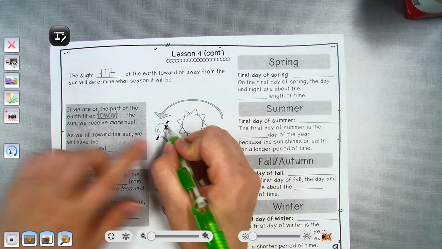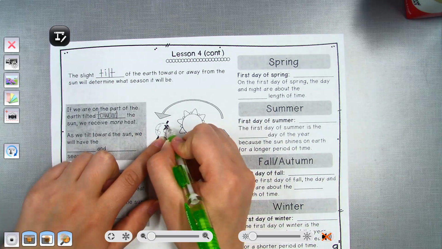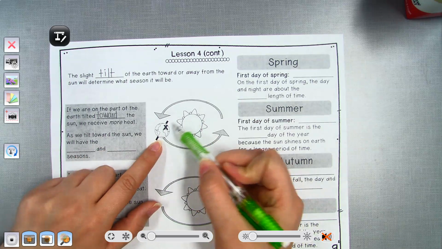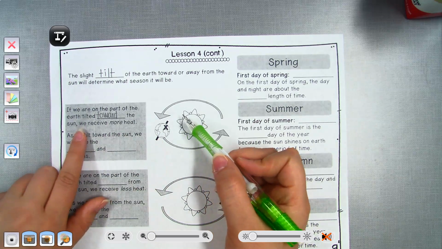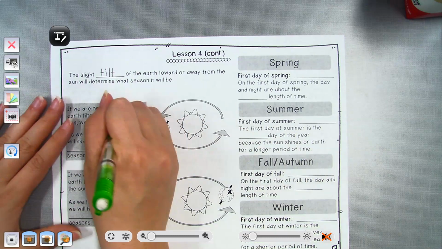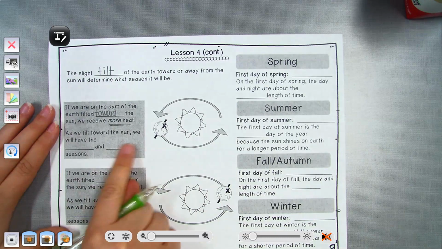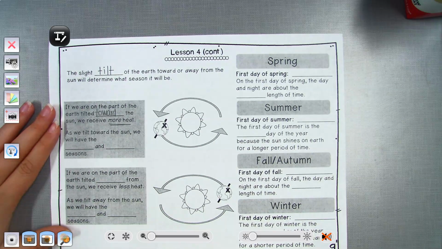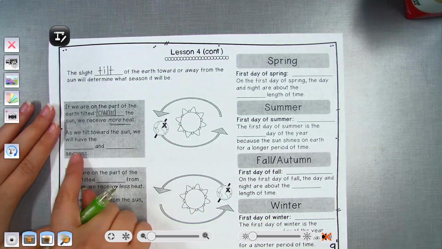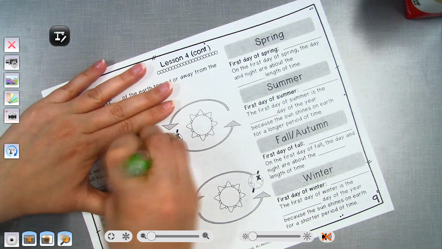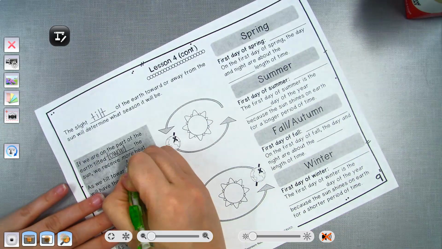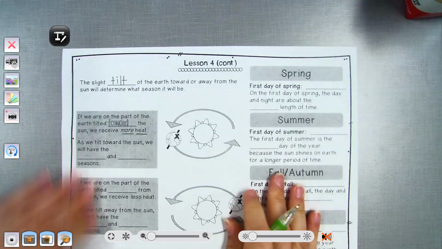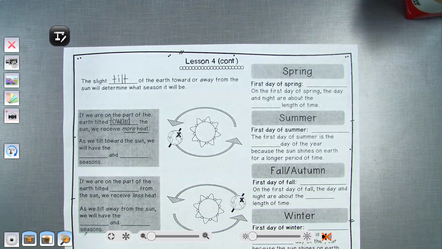So if you notice, here's the X, this is where we would be. It's tilted towards the sun, so we're going to get more heat. If we're going to get more heat, what seasons would we be? As we tilt towards the sun, we will have blank and blank seasons. So I want you to write what seasons would we be. If we're going to get more heat, what seasons would we be in? Okay, I want you to fill that out.